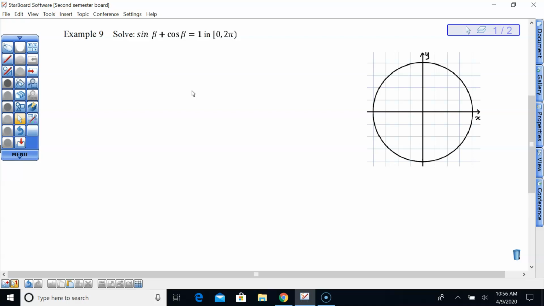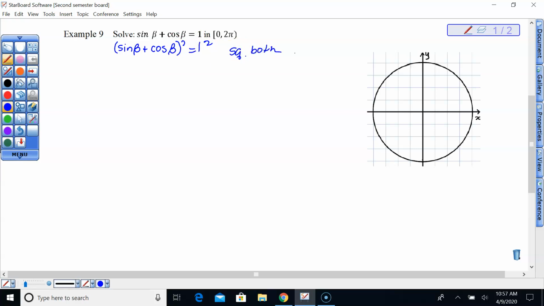Now they do exist in the same Pythagorean identity where it's sine squared beta plus cosine squared beta equals 1. And that might be useful. That might let me solve this equation. So let's try that. Let's go ahead and just square both sides of this equation. So we're going to square sine beta plus cosine beta, and we'll square 1. Okay, so that was square both sides.